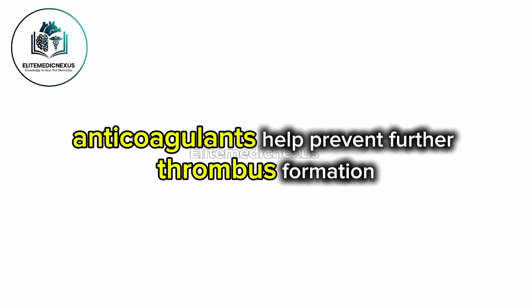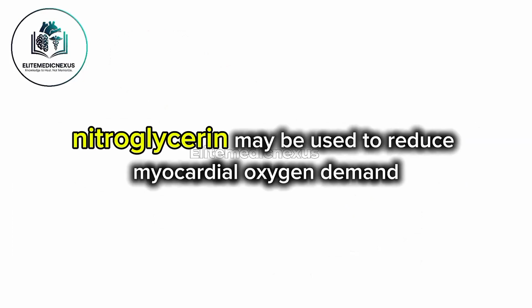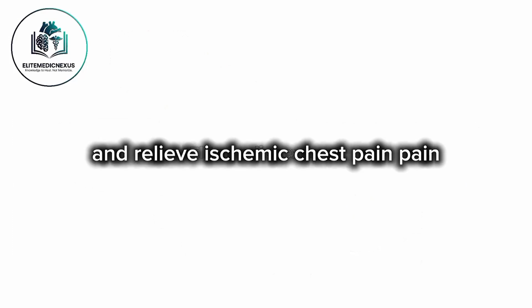Anticoagulants help prevent further thrombus formation. Nitroglycerin may be used to reduce myocardial oxygen demand and relieve ischemic chest pain. Pain control is important because severe pain increases sympathetic activation and cardiac workload.